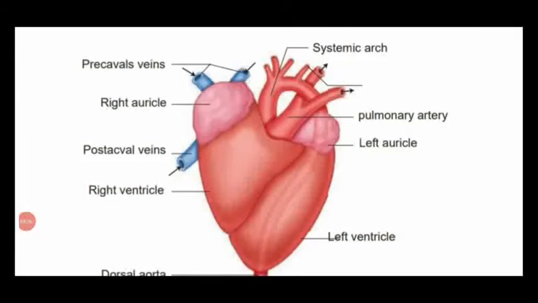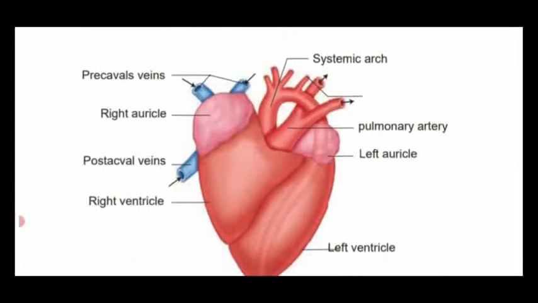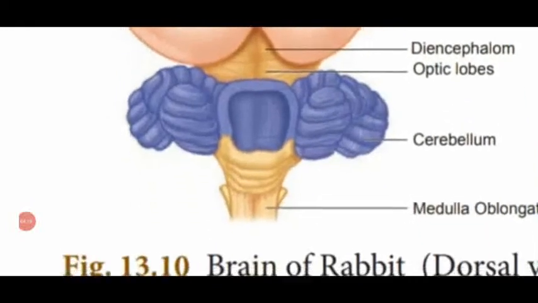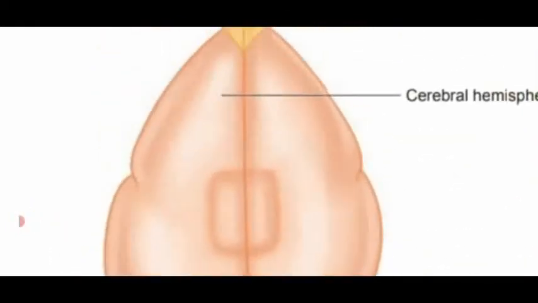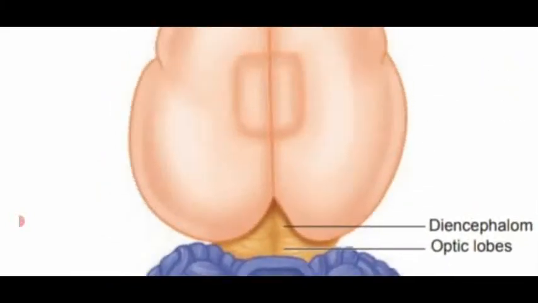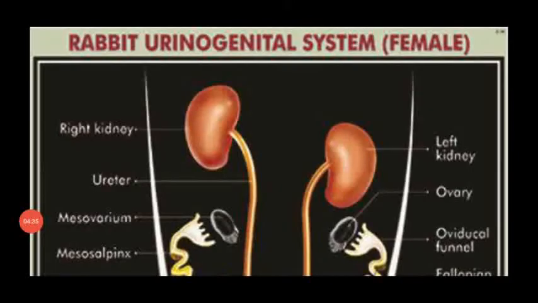Dear students, this is the heart of rabbit, which we saw in the previous video class. This is the brain of rabbit divided into 3 parts, that is forebrain, midbrain and hindbrain, which we also saw in the previous video class. Dear students, this is the urinogenital system of female, and also we are going to see the male urinogenital, reproductive system of rabbit.